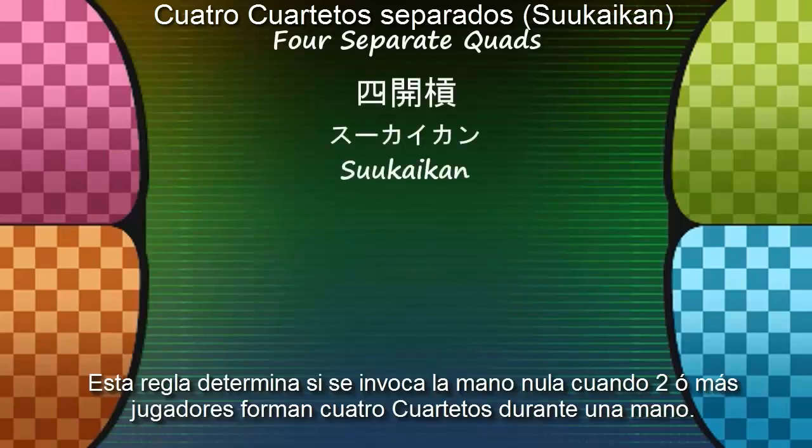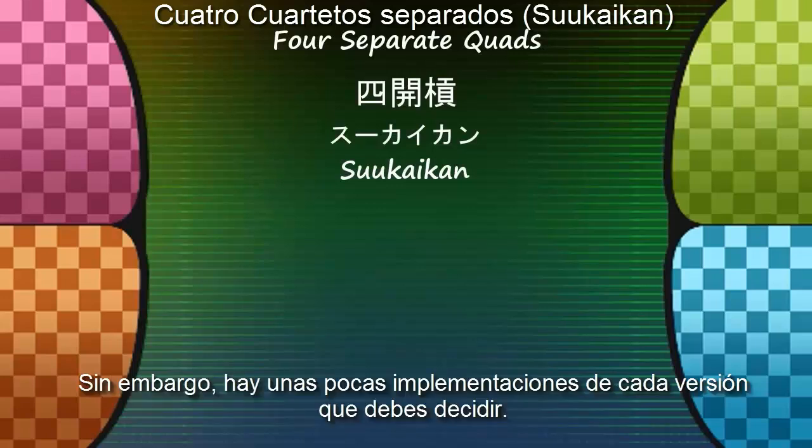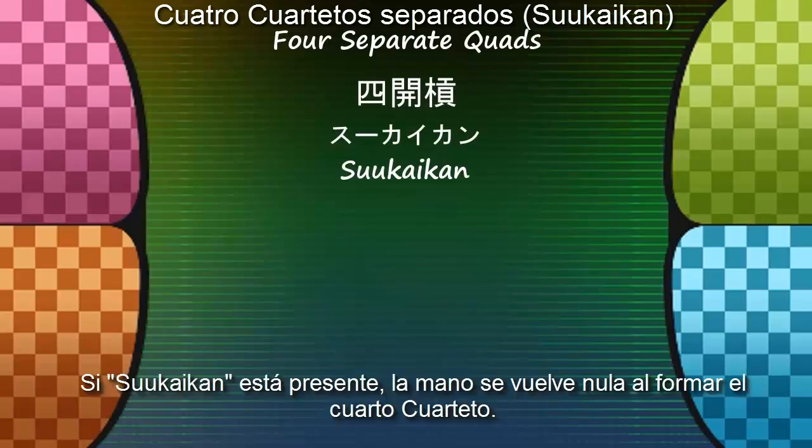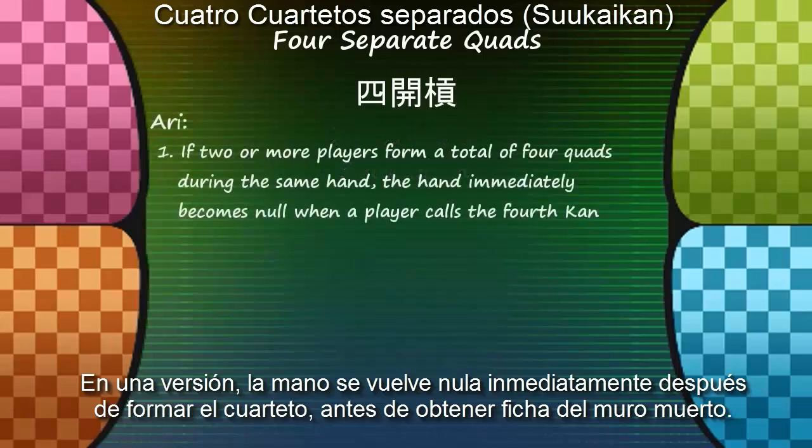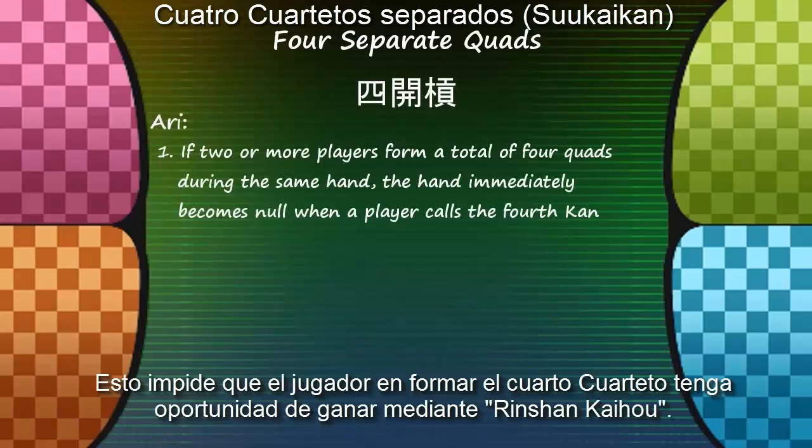Sukaikan. This is the rule that determines whether a null hand is invoked if 2 or more players have created a total of 4 or more quads during a single hand. However, there are a few different implementations of each setting that you need to decide on. If Sukaikan is present, then the hand becomes null once the 4th quad has been formed. In one variation, the hand becomes null immediately, before the player draws from the dead wall. This prevents the player who formed the 4th quad from having a chance to win by Rinshan Kaiho.